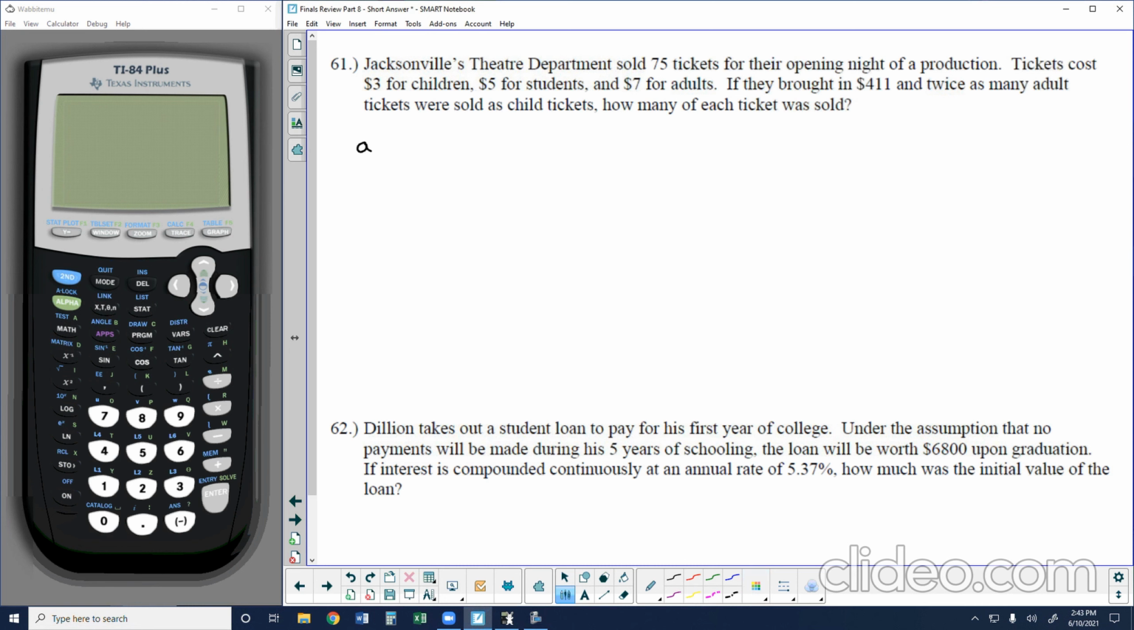Let's let A be the number of adult tickets sold. Let's let S, excuse me, be the number of student tickets sold. And let's let C be the number of children tickets sold. So what we know here is that a total of 75 tickets were sold. So A plus S plus C is going to be 75.